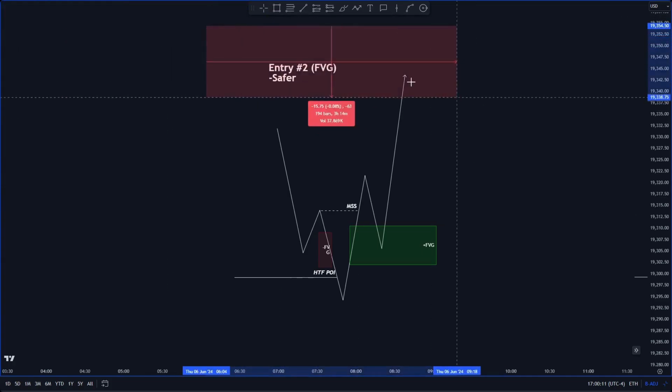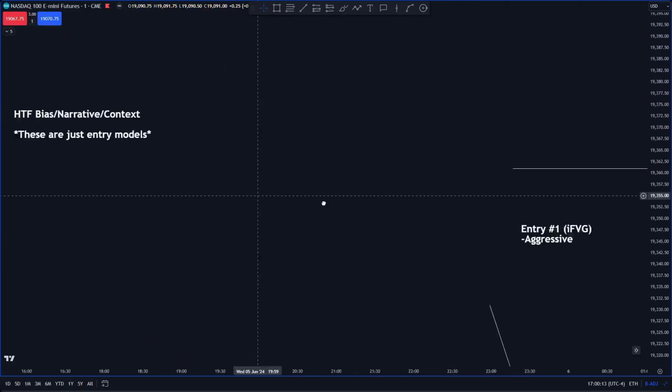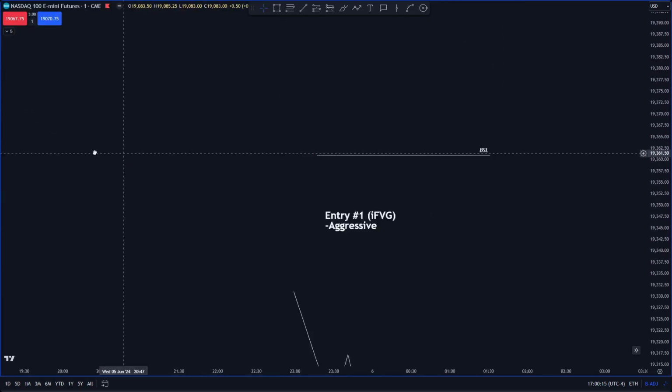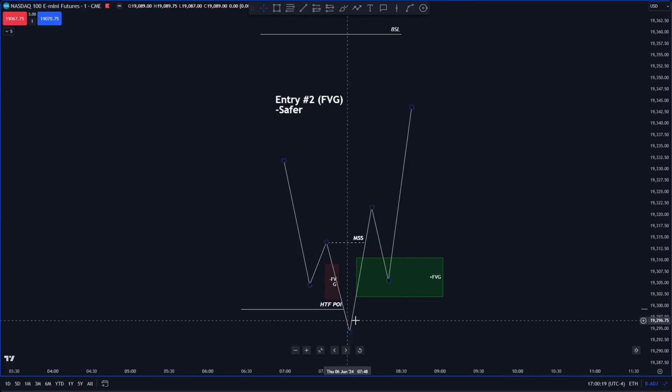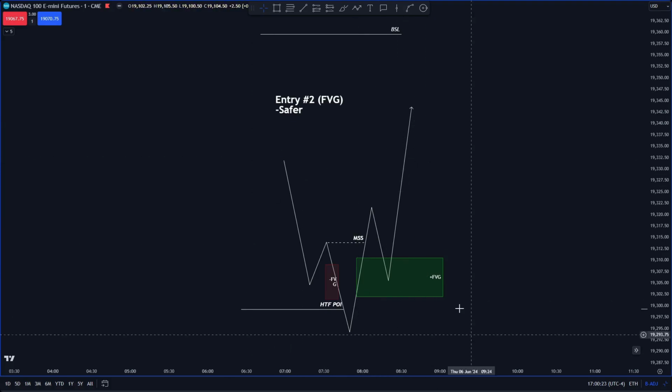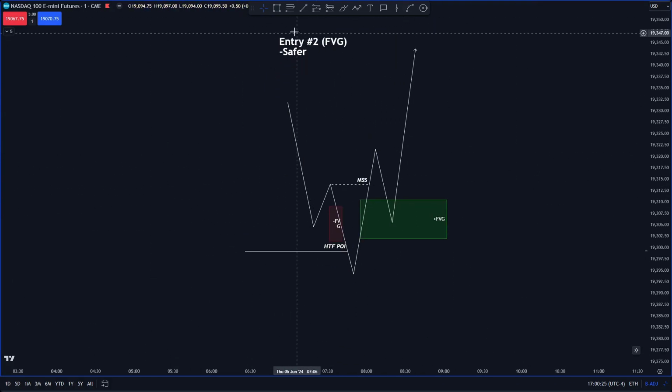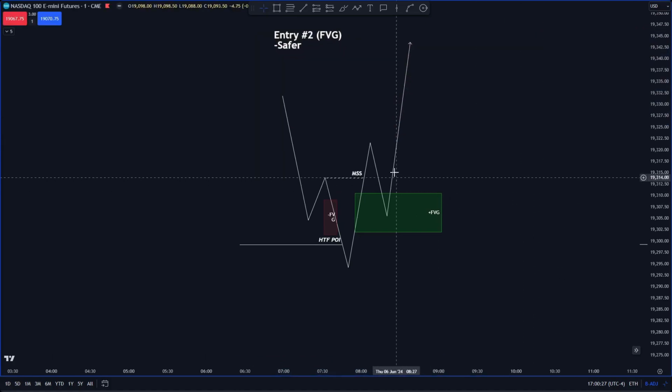These, and like I said, these are just entry models. You need some sort of higher time frame context or bias or narrative, right? These are just entry models. It's just basically asking yourself, how can I get involved in the trade, right? If I have a bullish bias, how can I get involved? And this is how you get involved with these entries, right?